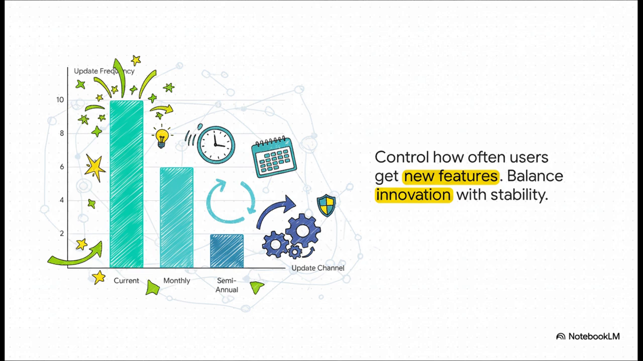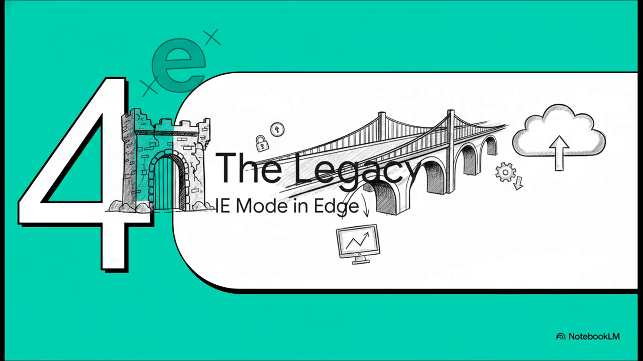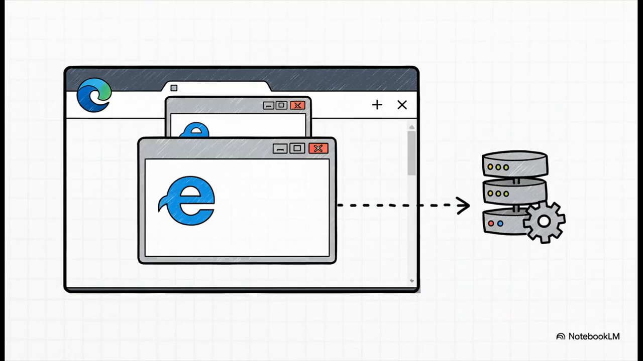Now for a problem that probably keeps a lot of IT admins up at night. What do you do with that one critical, ancient, line-of-business web app that was built for Internet Explorer now that IE is retired? Well, the answer is actually pretty brilliant. It's called IE Mode in Microsoft Edge. It's this really clever solution that runs the old Internet Explorer engine inside a tab of the modern, secure Edge browser. This means your old legacy sites just work, and your users don't have to juggle two different browsers. It's the best of both worlds.